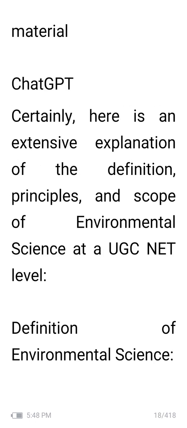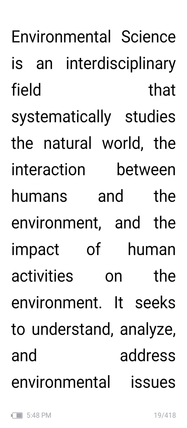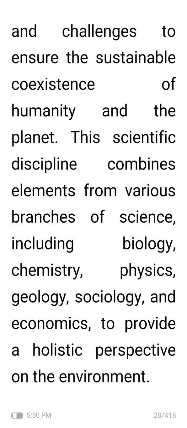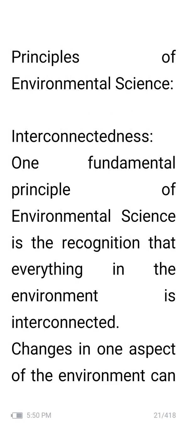Now we are going to learn about definition, principles, and scope of environmental science. Definition of environmental science. Environmental science is an interdisciplinary field that systematically studies the interaction between humans and the environment and the impact of human activities on the environment. It seeks to understand, analyze, and address environmental issues and challenges to ensure the sustainable coexistence of humanity and the planet. The scientific discipline combines elements from various branches of science, including biology, chemistry, physics, geology, sociology, and economics, to provide a holistic perspective on the environment.